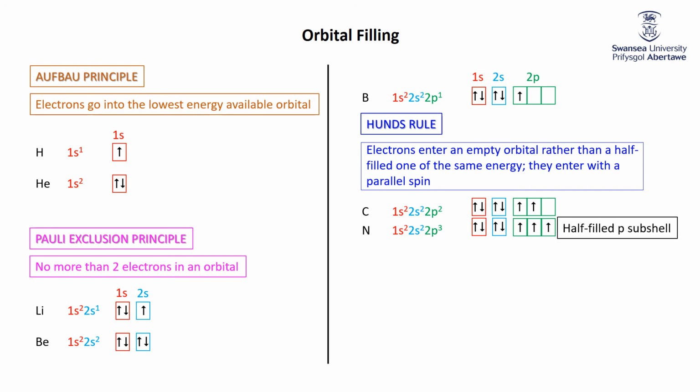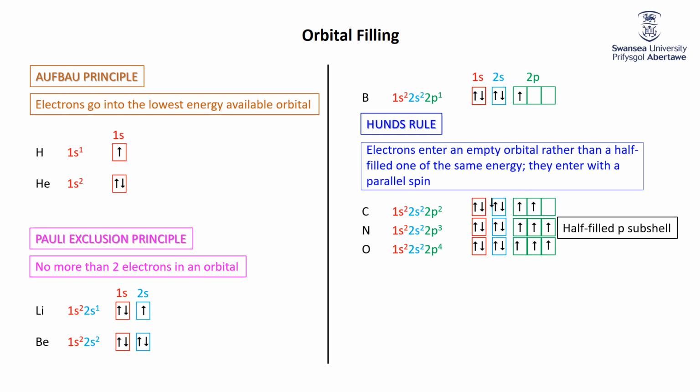Now at this point we have a half-filled p subshell. Each orbital has 1 electron in it, and I want you to remember this half-filled p subshell concept in a later movie. There's something nice and special about a half-filled p subshell.